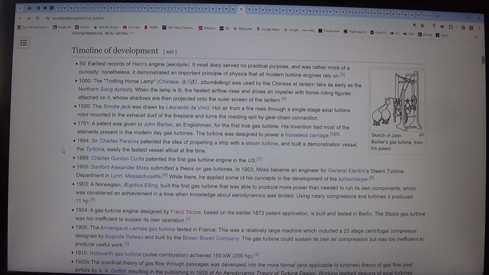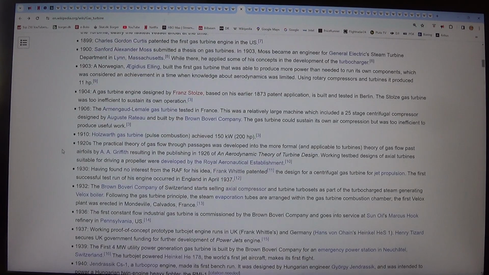1899: Charles Gordon Curtis patented the first gas turbine engine in the U.S. 1900: Sanford Alexander Moss submitted a thesis on gas turbines. In 1903, Moss became an engineer for General Electric's steam turbine department in Lynn, Massachusetts. While there, he applied some of his concepts in the development of the turbocharger. 1903: A Norwegian, Egidius Elling, built the first gas turbine that was able to produce more power than needed to run its own components, which was considered an achievement in a time when knowledge about aerodynamics was limited. Using rotary compressors and turbines, it produced 11 HP.